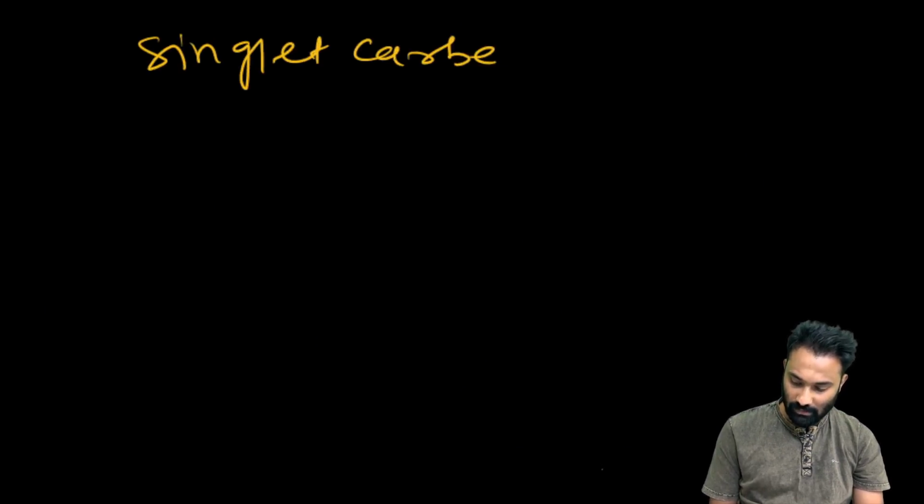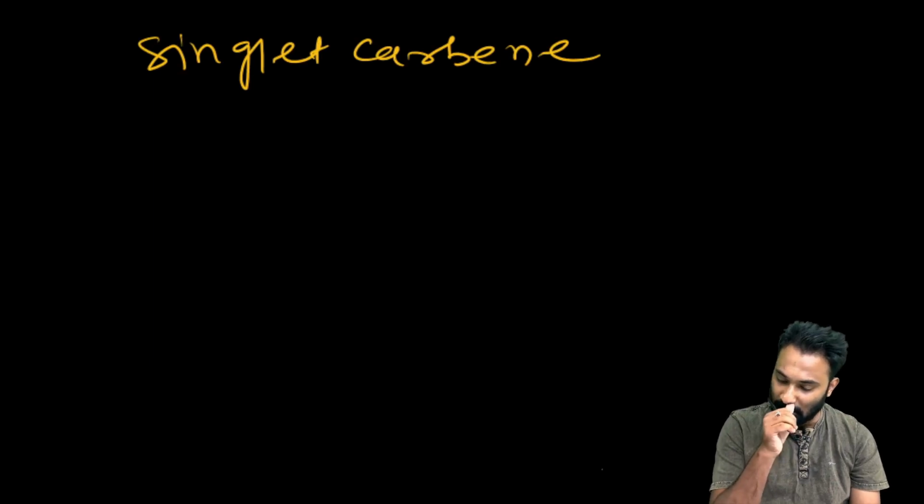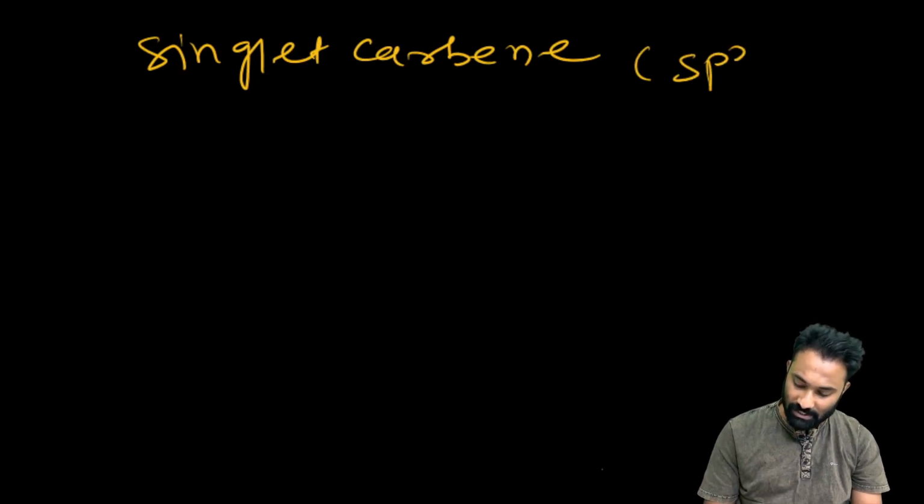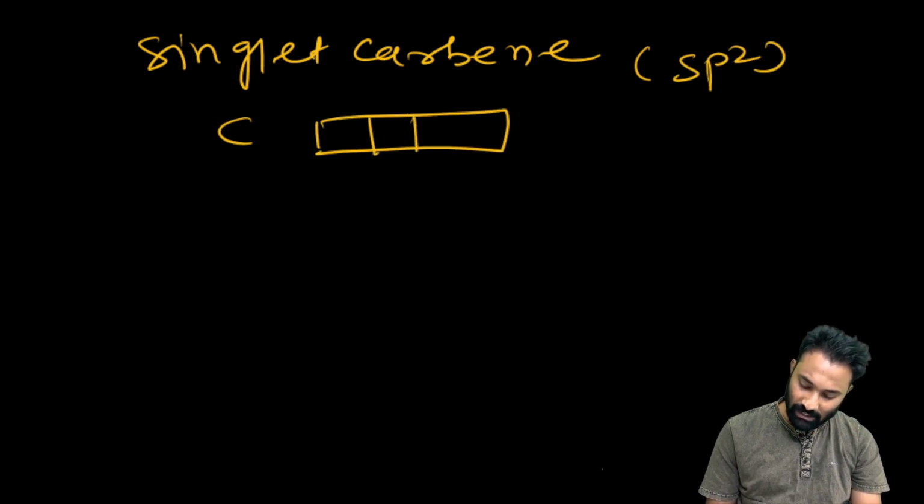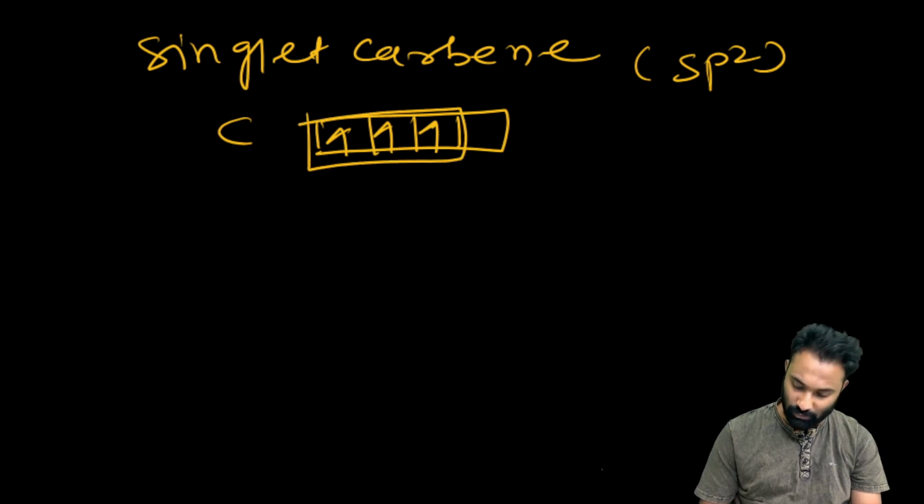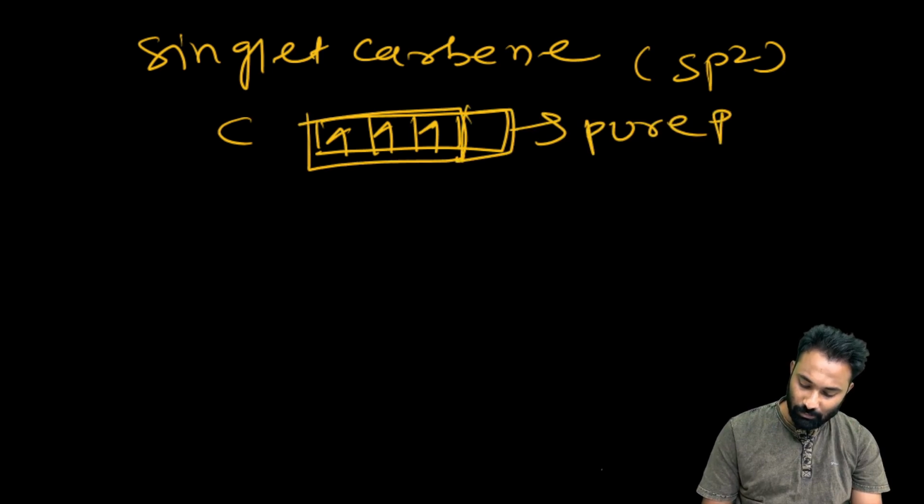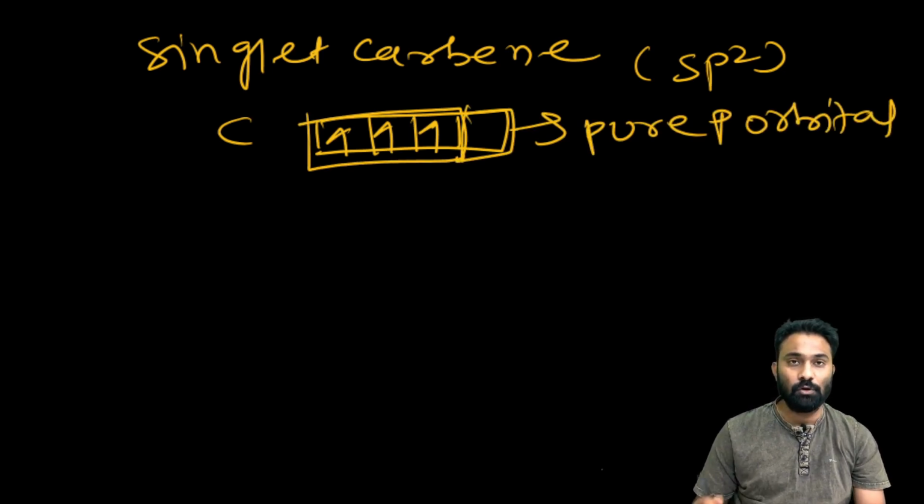Next, what are we going to see? Singlet carbene. Now, how will the singlet carbene be there? Now, this singlet carbene hybridization is sp2. Now, sp2 means how many atomic orbitals will be intermixed? Only 3 atomic orbitals will be intermixed in the sp2. One orbital will remain unhybridized, the pure p orbital, right? This pure p orbital will be perpendicular to the hybridized orbitals.